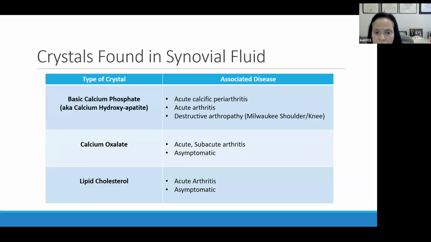There's basic calcium phosphate known as calcium hydroxyapatite. When it clusters into a clump, it can cause an acute calcific bursitis of the shoulder. It can rarely cause a polyarthritis, usually in dialysis patients. And when finally dispersed through shoulder synovium, it can cause a destructive arthropathy localized to the shoulder known as Milwaukee shoulder. Calcium oxalate we rarely encounter, very rarely in dialysis patients only. And lipid cholesterol, we see these pretty cholesterol crystals in synovial fluid, but they rarely cause synovitis.